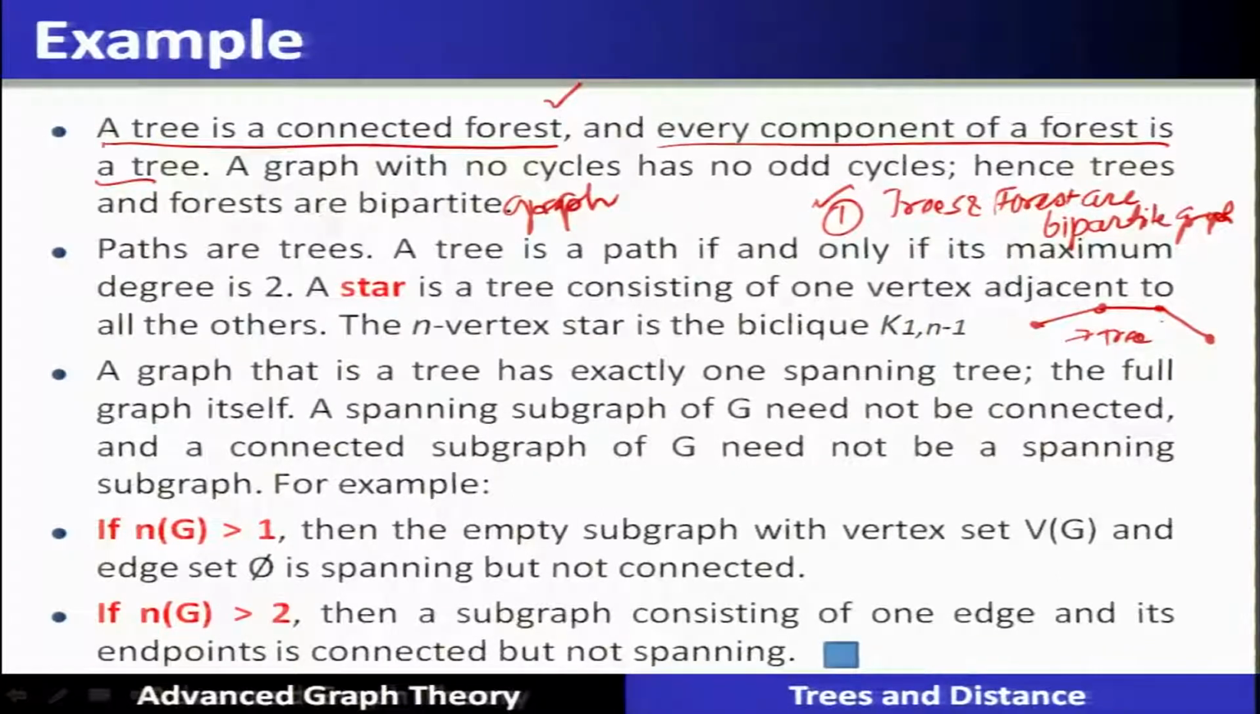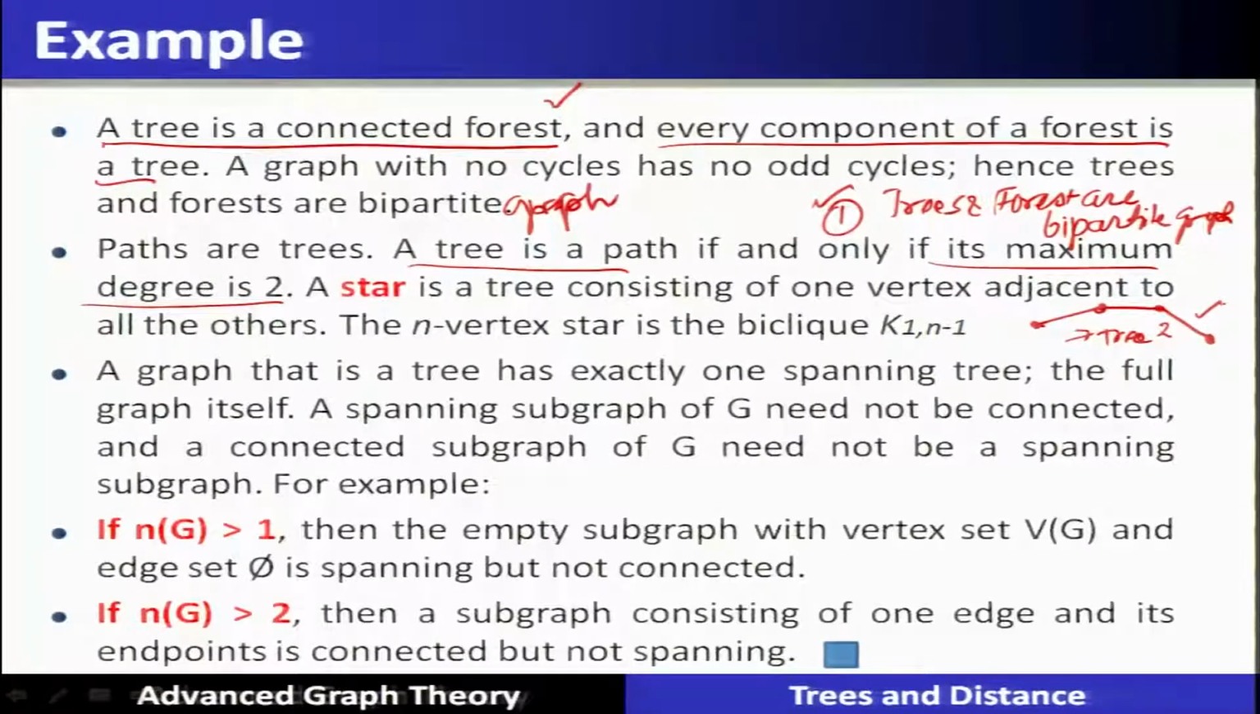This tree is also a path if and only if the maximum degree is 2. So, if you include a vertex, then it is not a path, but it is a tree. So, this is not a path. Why? Because here the degree of this node is more than 2, hence it is not a path. So, therefore, a tree is a path if and only if its maximum degree is 2, that we have already checked and seen.